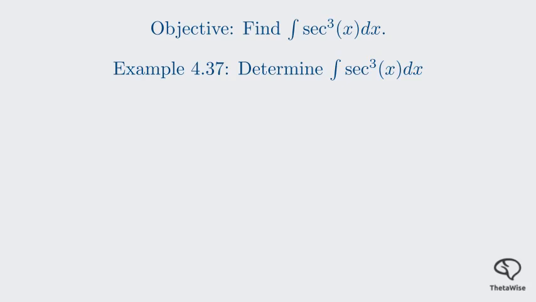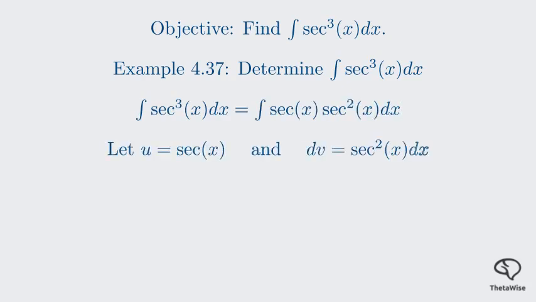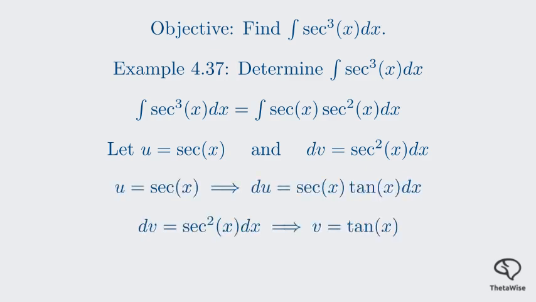Let's tackle another recurring integral. In this scene, our objective is to find the integral of secant cubed of x. We need to find the integral of secant cubed of x dx. First, we split secant cubed of x into secant of x times secant squared of x. For this specific integral, a standard choice is to let u be secant of x and dv be secant squared of x. Differentiating u gives du equals secant of x tangent of x dx. Integrating dv gives v equals tangent of x.